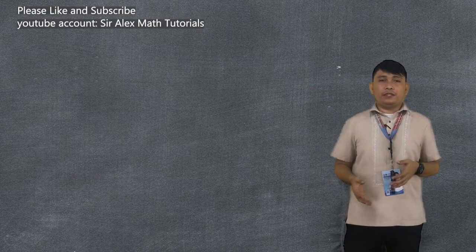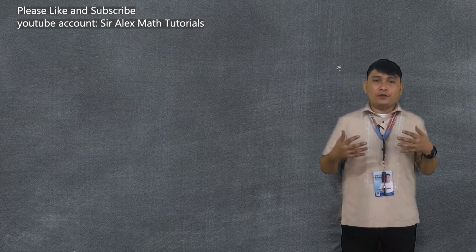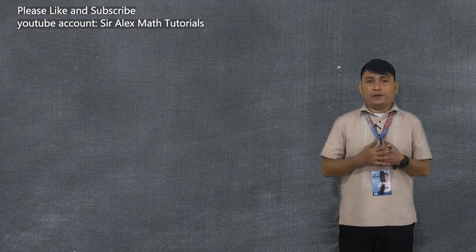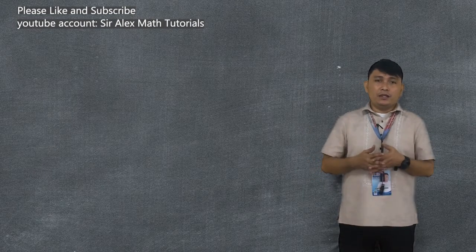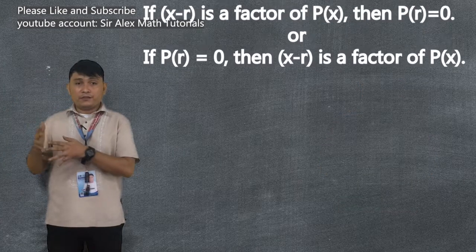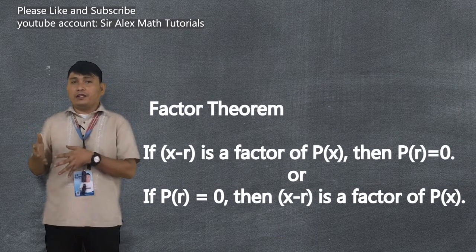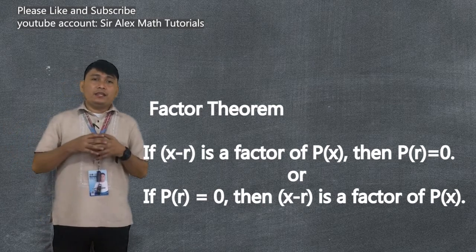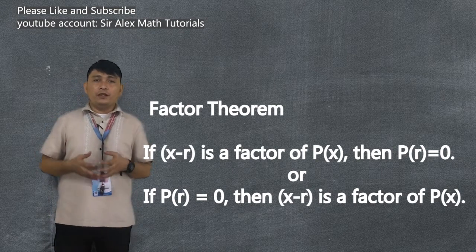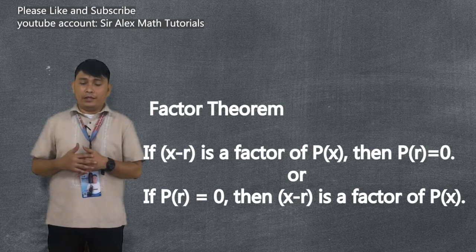So first, before we tackle the factor theorem and what a polynomial equation is, we must first know the definition of these terms. We will discuss first what the factor theorem is, because we will be determining the roots of an equation later using the factor theorem. If x minus r is a factor of p of x, then p of r is equal to 0. This means that if the answer is 0, or if the remainder is 0, then x minus r is a factor of that certain polynomial.